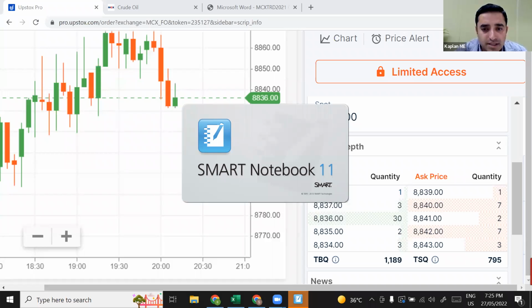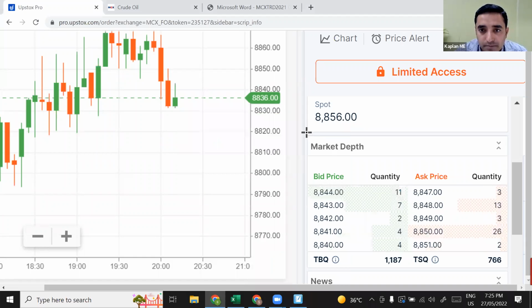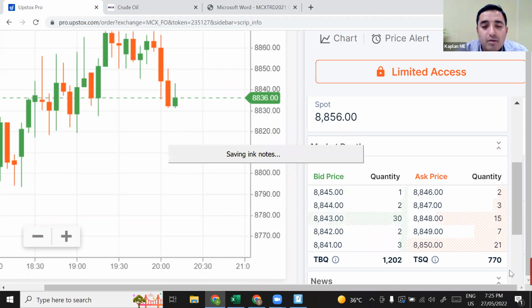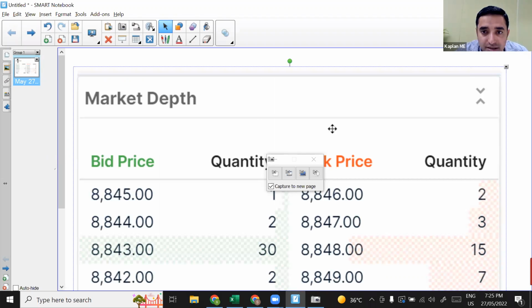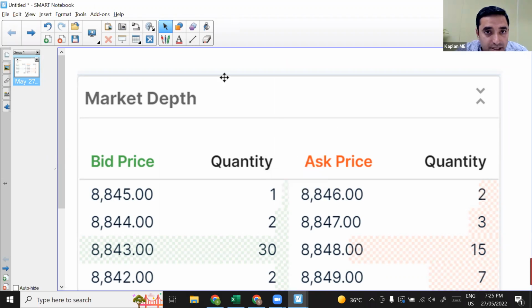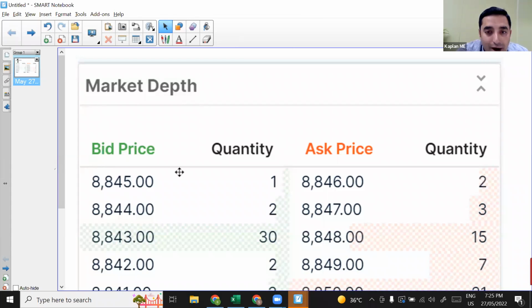Just a second, guys. Now, what I'll do is get this screenshot here so that you all know what I'm talking about. So let's say at this point in time, what does this mean? I've taken a screenshot. What does the screenshot mean? This means there is a person somewhere in some part of the world, I don't know, who's ready to buy one contract, which means 100 barrels of crude oil at 8845 rupees per barrel.